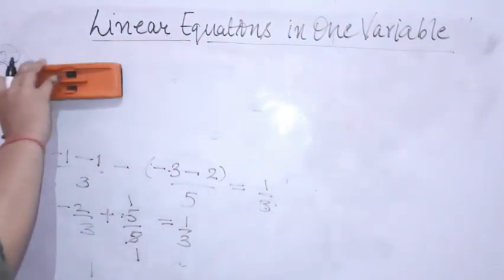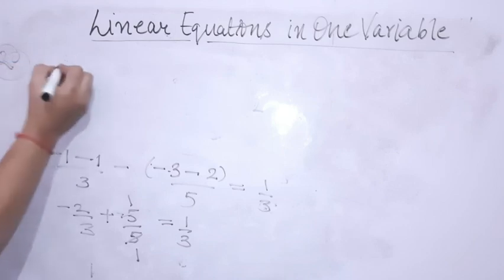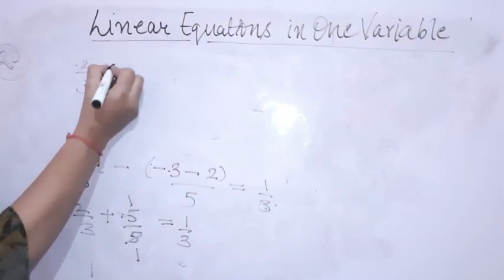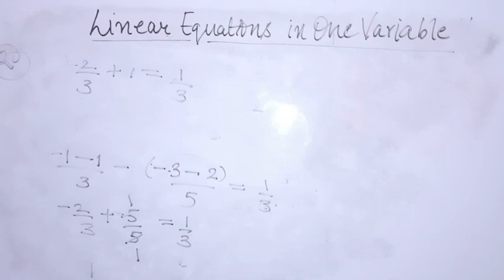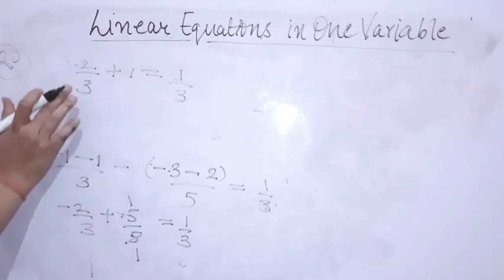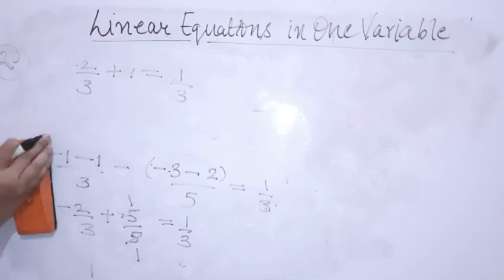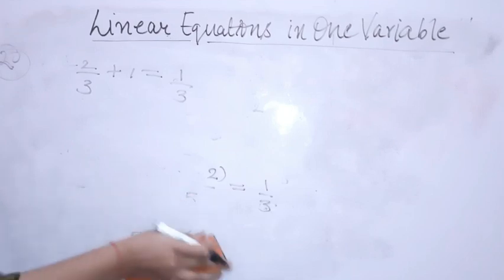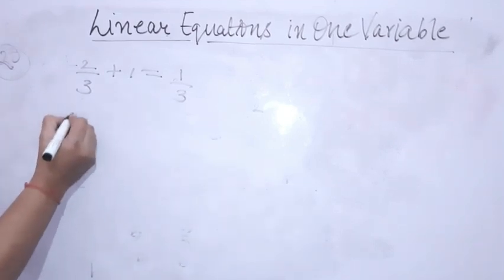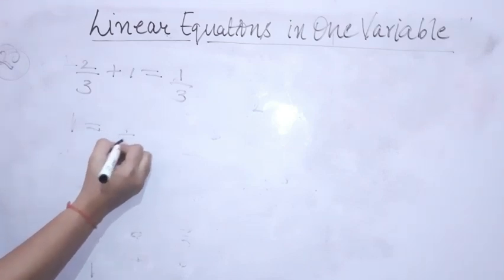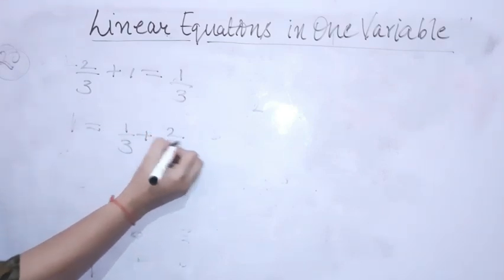So now what is remaining? Minus 2 by 3 plus 1 is equal to 1 by 3. Now what you have to do, this minus 2 by 3 is on the left hand side. Okay, once it goes to the right hand side, it will become what? Plus 2 by 3. So now 1 is equal to 1 upon 3 plus 2 by 3.